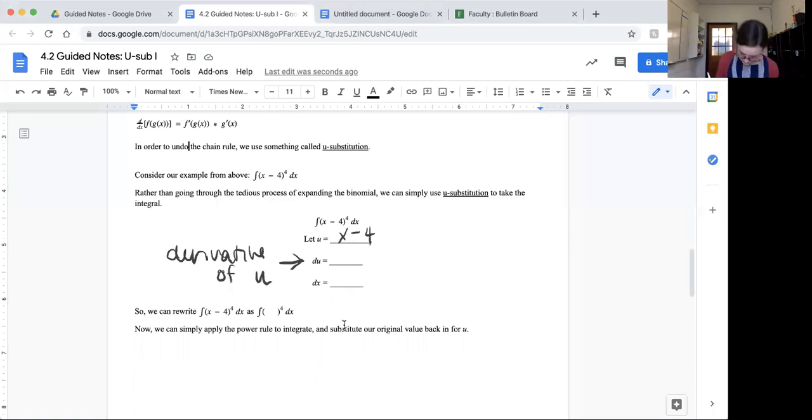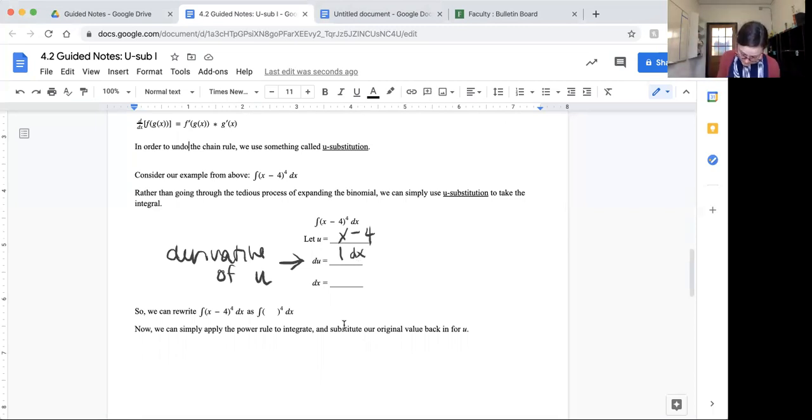So the derivative of x minus 4 is 1. And then, since we are taking the derivative in terms of x, we're going to add 1 dx. So du is going to be the derivative of whatever you let u equal, and then you're going to multiply by dx always, because, okay, I'm in terms of x.